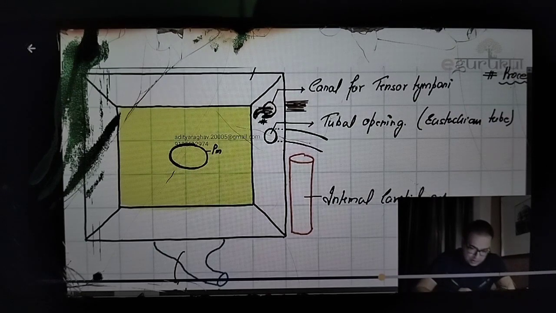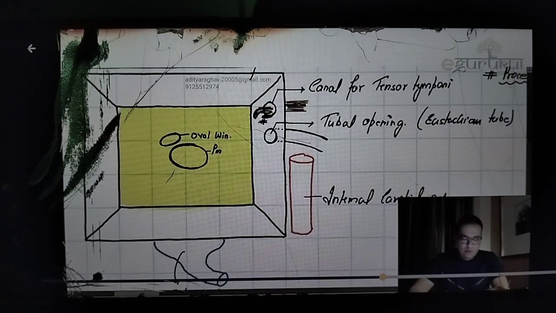Posterior superior to the promontory, the foot plate of the stapes is attached, and because the shape of the foot plate of the stapes is like an oval, this window is also called an oval window. That is called an oval window. Location is important: posterior superior. It is posterior superior to the promontory. That is the oval window where the foot plate of the stapes will be attached.